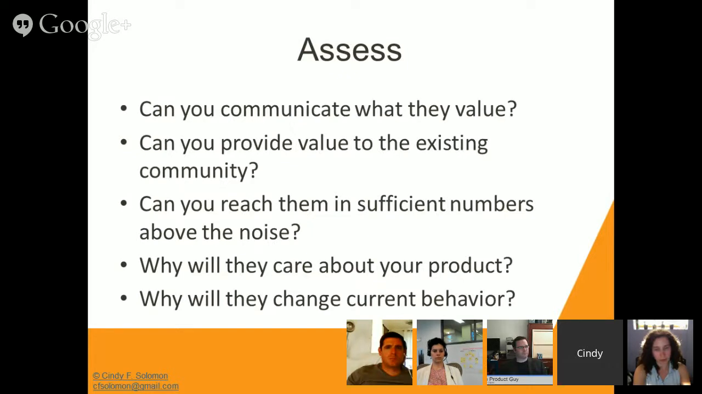And then once you have this qualitative data, start thinking about, could you now communicate this information that you've captured? Do you understand what this self-organized group of people, or however you are identifying the community, what they value, what drives them, why are they showing up to the community, why are they identifying as a community? Could you provide value to the existing community from the current product portfolio or potential idea? And if so, could you reach them in sufficient numbers above all the other things that are coming at them or that they're concerned with? And why will they care about your product? And why will they change their current behavior in order to use your product?